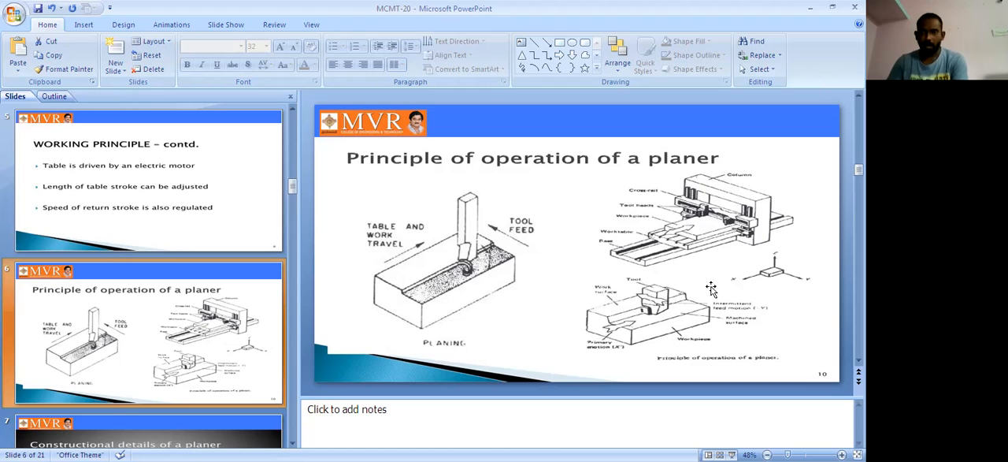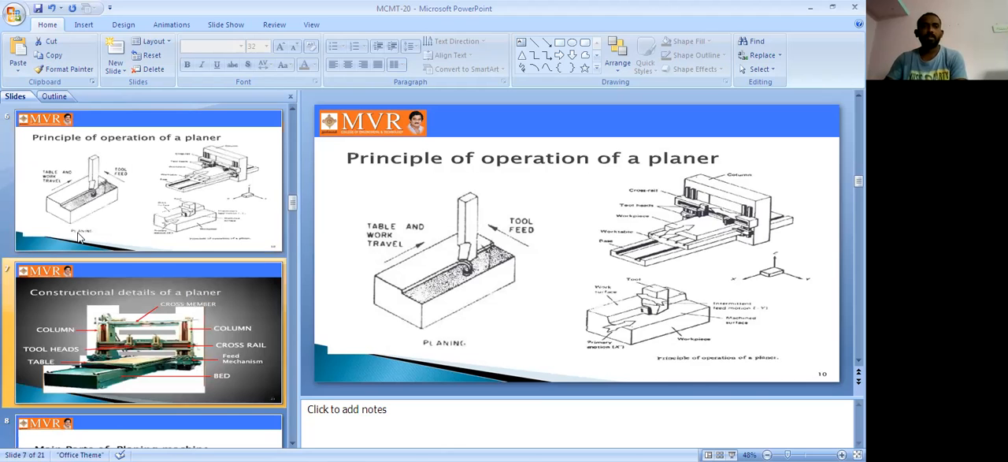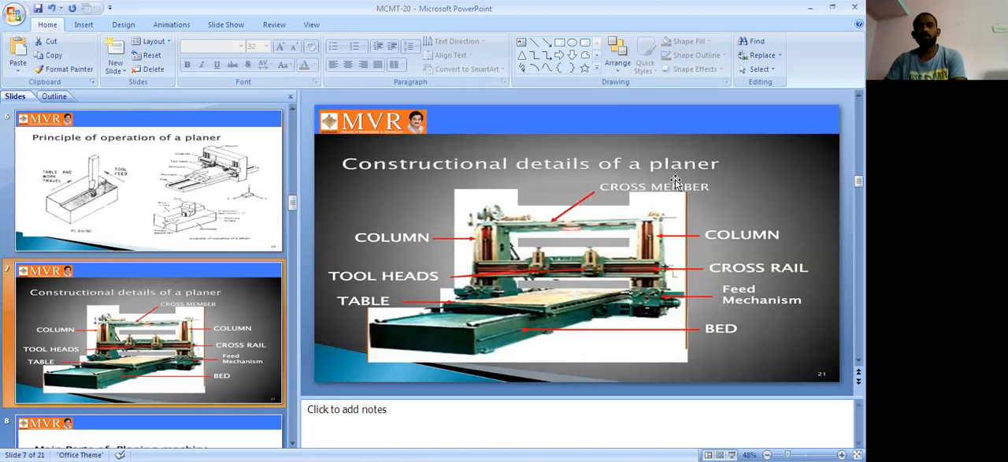Okay, so it is the block diagram one. So shaping machine, actually it is a shaping machine one. Okay, so these two are the principle and operation of the planing machine. You can see here. Construction details of the planer one. So here it is the detailed parts of the planing machine.